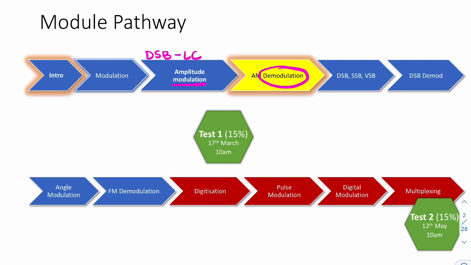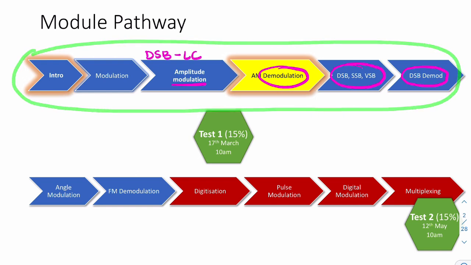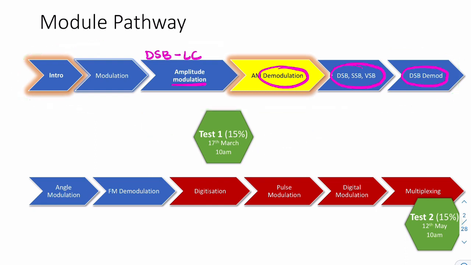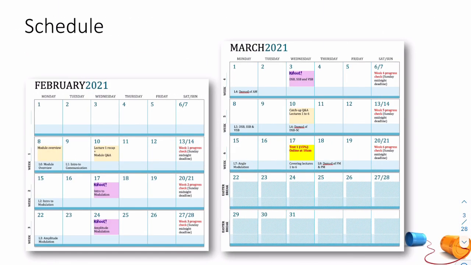Our next lecture, which I'll actually release tomorrow, is going to be about other variations of amplitude modulation, DSB, SSB and VSB, and then we'll talk about demodulating that in lecture 6. All of these first 6 lectures will be included in the class test on the 17th of March. So lectures 1, 2, 3, 4, 5 and 6 are all included. This is where we are now, week 4. I'm going to bring this lecture forward to Tuesday so that you have it ready for the problem class on Wednesday. That gives us plenty of time to prepare for our class test on the 17th of March.